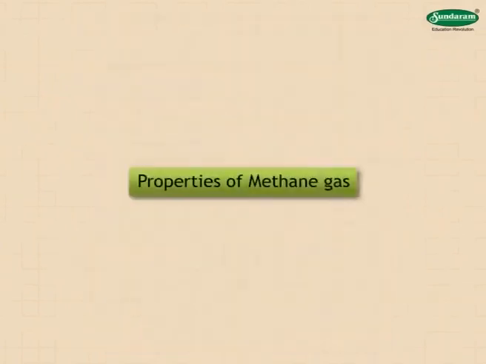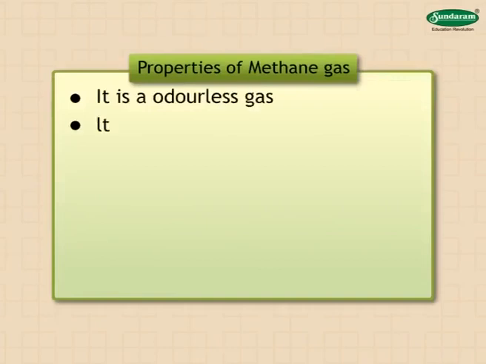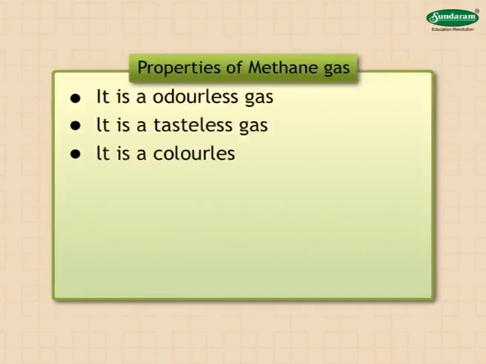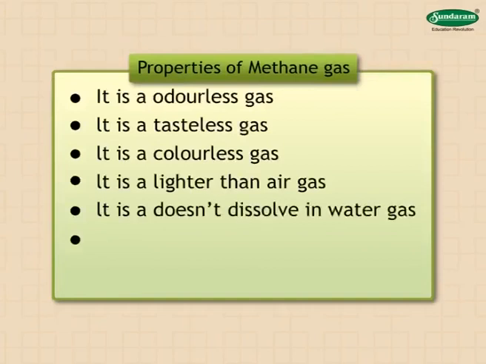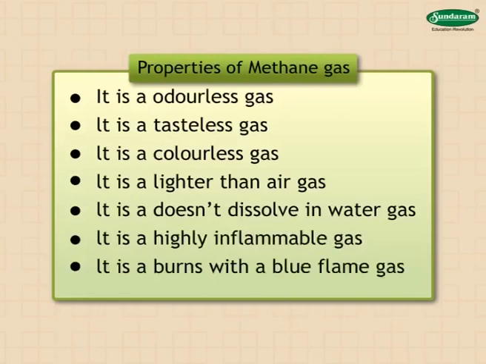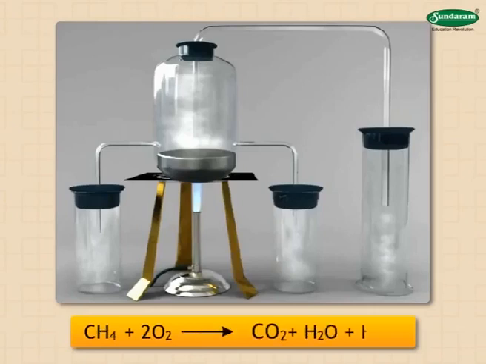Coming to the properties of methane gas. It is an odorless, tasteless and colorless gas, lighter than air and does not dissolve in water. It is highly inflammable and burns with a blue flame. When methane burns, it combines with oxygen and produces carbon dioxide, water and heat is released.